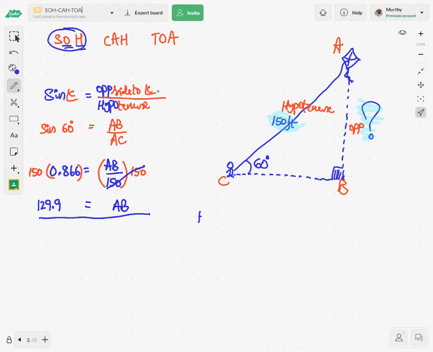I would say that the height of the kite equals 129.9 feet, or you can say that it is approximately 130 feet. So don't forget, you have to make use of the Desmos calculator.